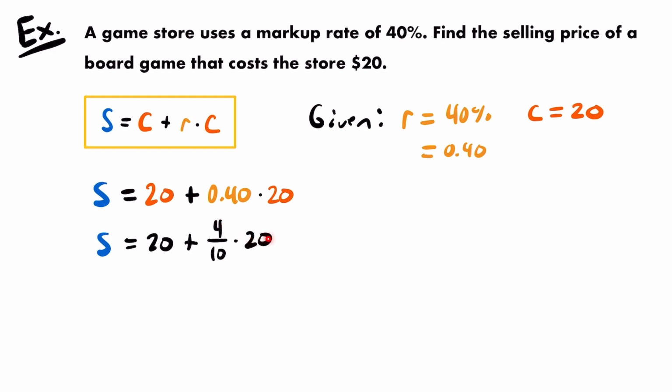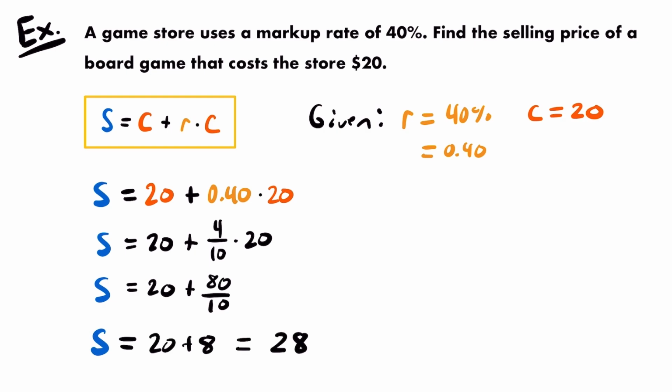Okay, and then 4 times 20 is 80. So we have S is equal to 20 plus 80 divided by 10. I just multiplied 20 into that numerator. And then 80 divided by 10 is 8. So S is equal to 20 plus 8, which is 28. Specifically $28, because we are working with a selling price, so the units would be dollars. And so $28 is the final answer to this example.